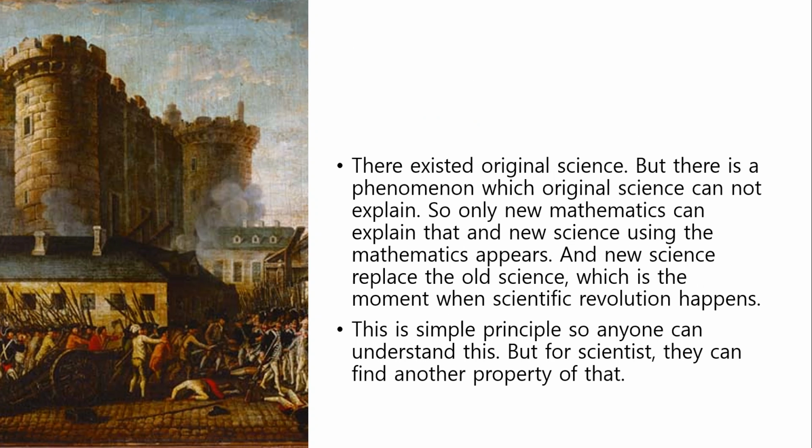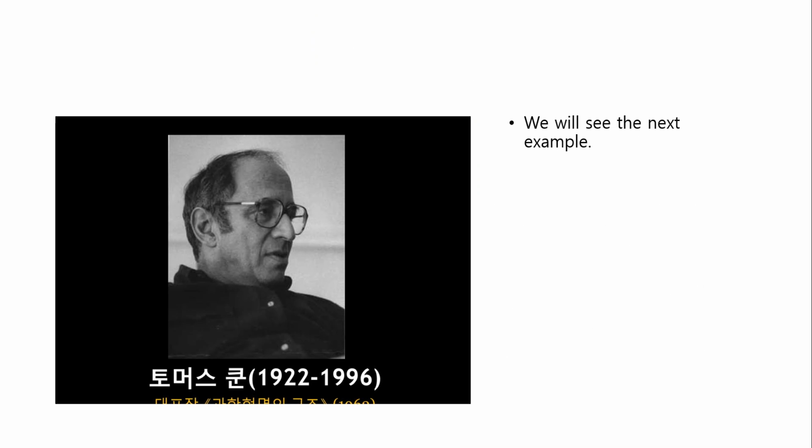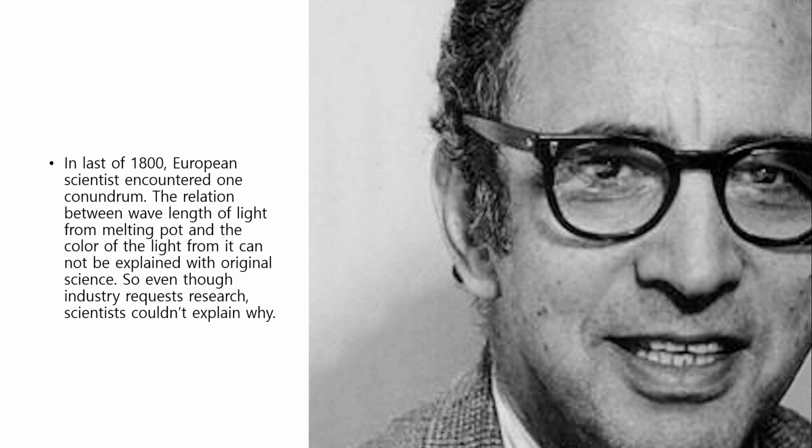There existed an original science, but there is a phenomenon which the original science cannot explain, so only new mathematics can explain that, and a new science using the mathematics appears, and the new science replaces the old science, which is the moment when a scientific revolution happens. This is a simple principle, so anyone can understand this, but scientists can find another property of it. We'll see the next example.